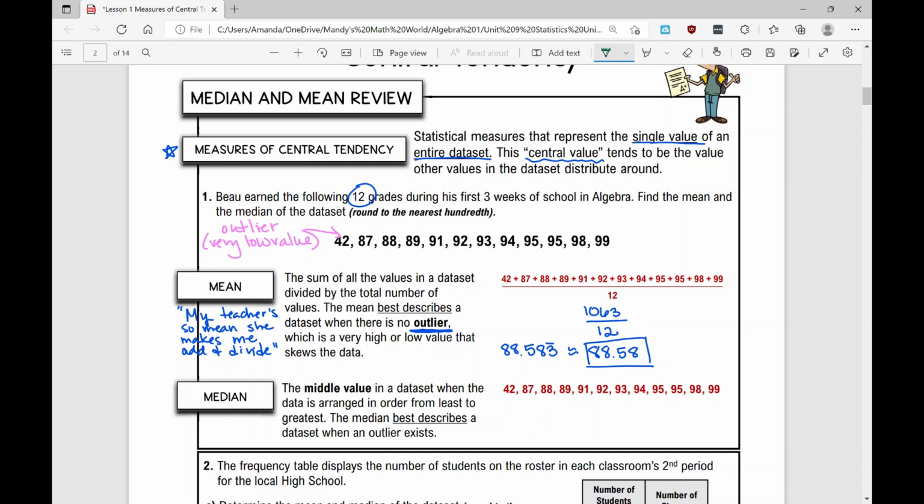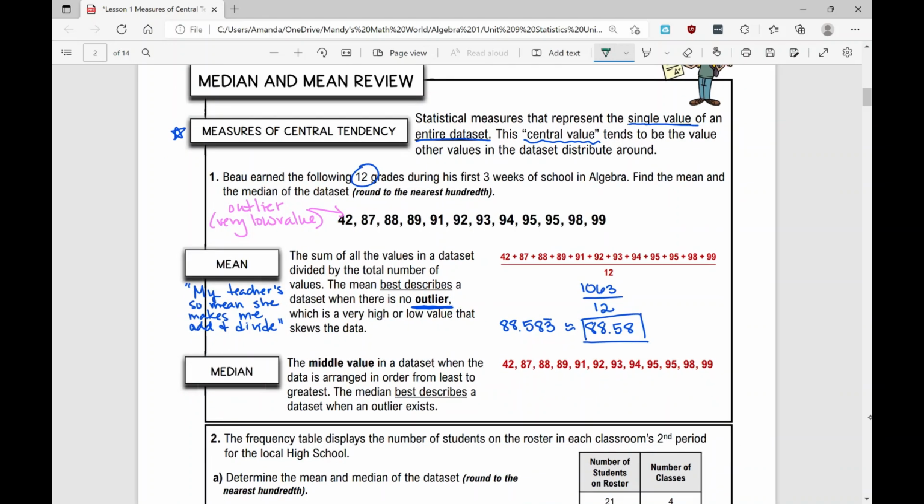Now, here's really where you need to order from least to greatest. You don't have to do that for the mean, but for the median, you need to order from least to greatest every single time. Or greatest to least, but let's just keep it consistent. Order from least to greatest, and you're going to find the middle value. The median best describes a data set when an outlier exists. So let's write that down.